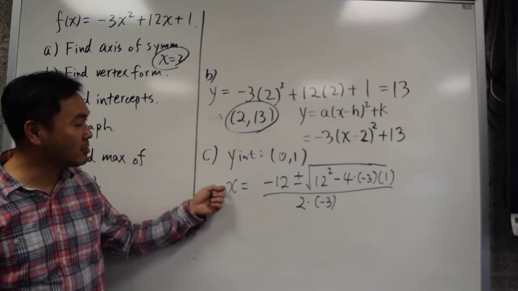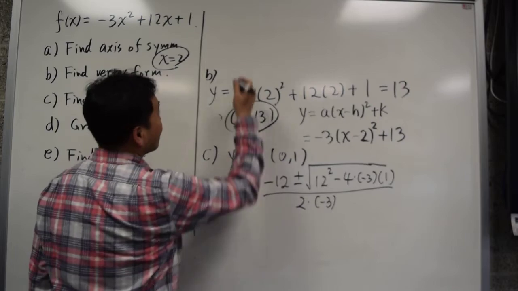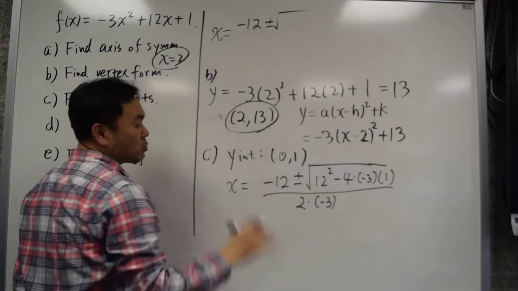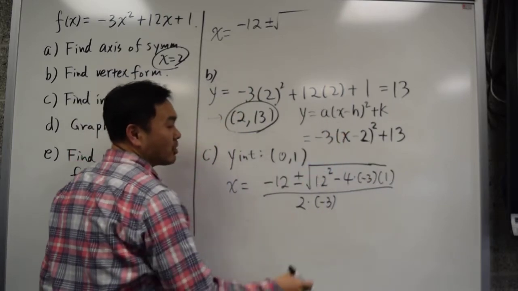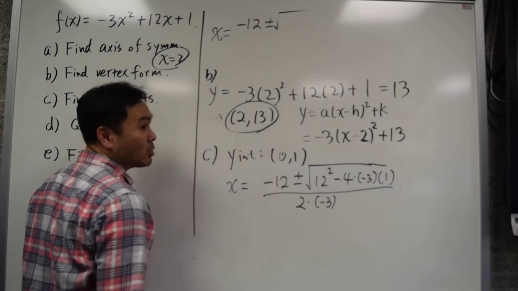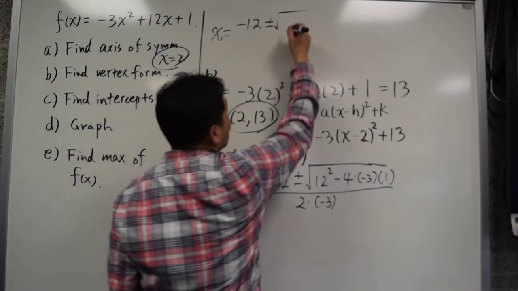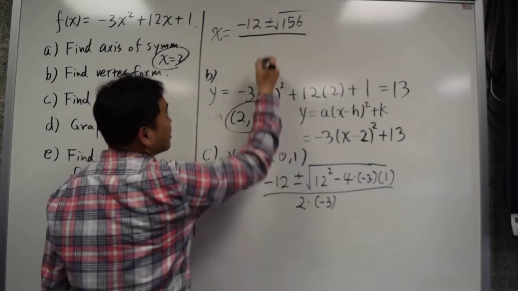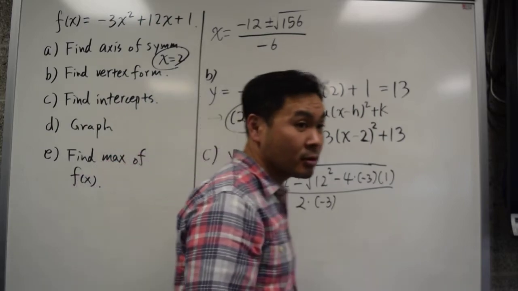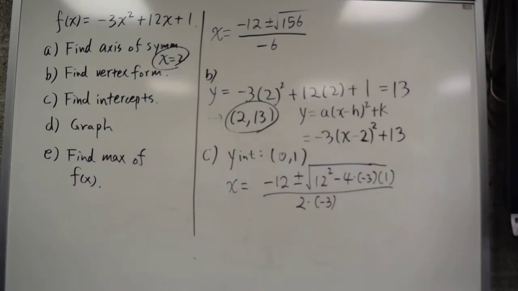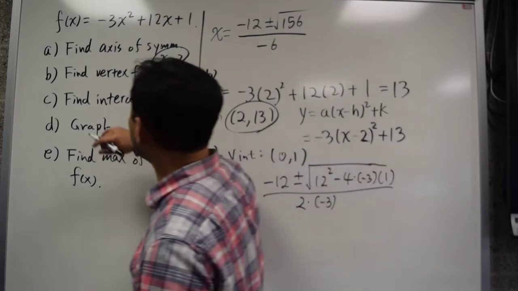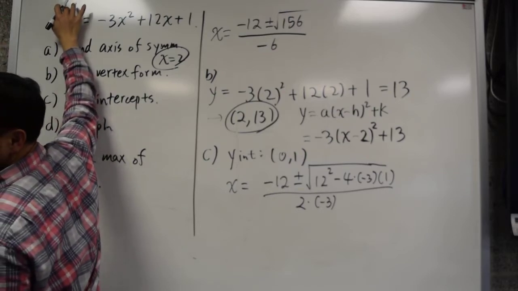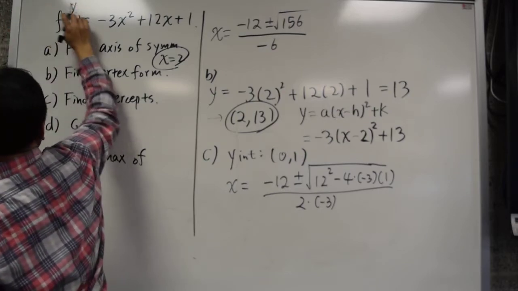Now, for the x-intercept, you have to calculate this thing, which is x equals negative 12 plus minus the square root of 12 squared, which is 144. 4 times 3, that's plus 12, because negative times negative is positive. So 144 plus 12 is 156, divided by 2 times negative 3, that's negative 6. Why did you plug it into the quadratic formula? Oh, because it's y equals this, and to get the x-intercept, you have to set y at 0.